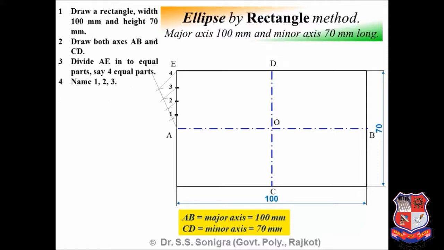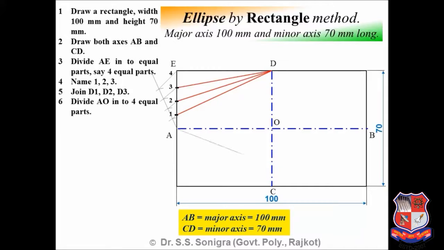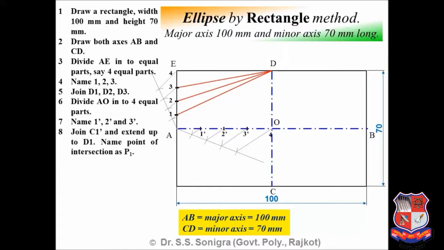So we have divided AE into equal number of parts. Then join D1, D2, D3 with a straight line. Now divide AO into equal number of parts. Here total AB width is 100 mm, so AO will be equal to 50 mm. So divide this 50 mm into equal number of parts, say 1', 2', 3' and 4'. Here AE is divided into 4 parts. Similarly, AO should be divided into 4 equal parts. If we divide AE into 5 parts, we have to divide AO into 5 parts.